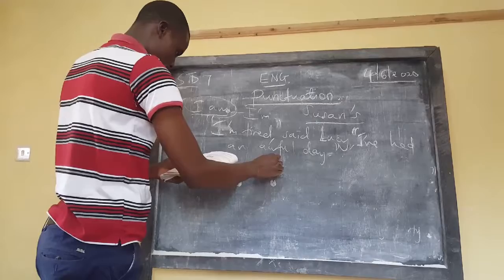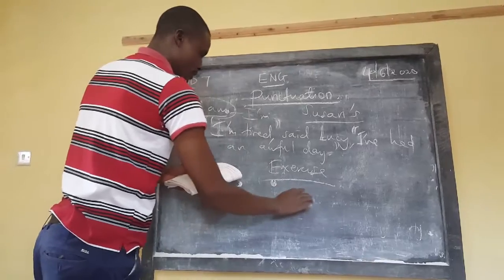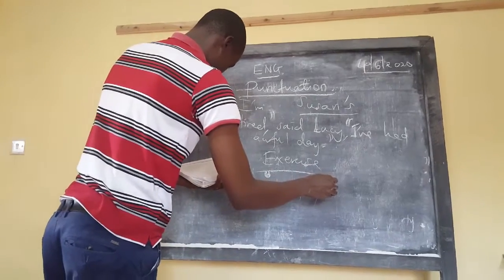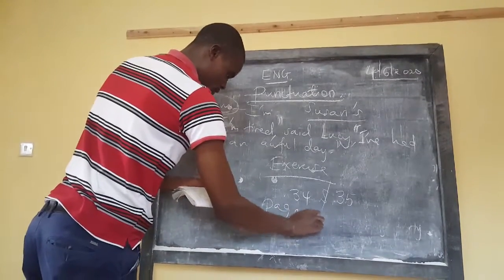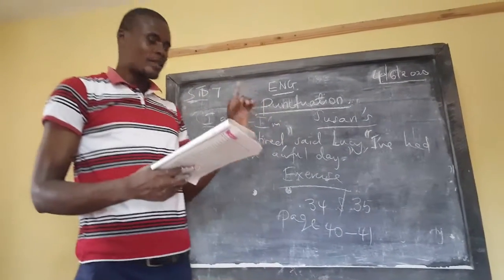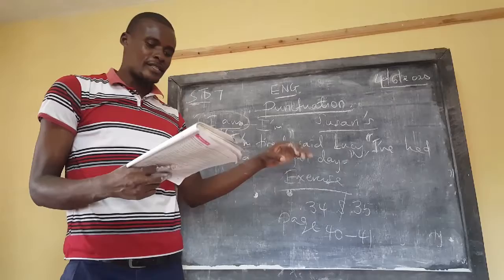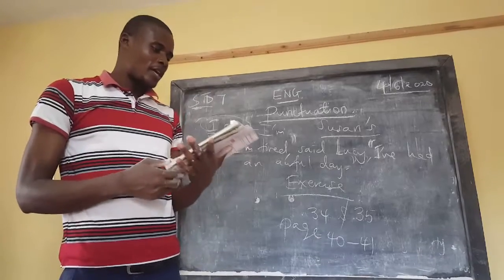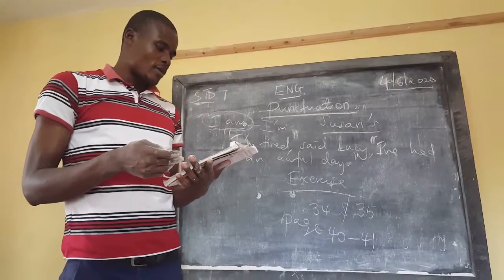And now we have exercises. Exercise 34 and exercise 35. All these are on pages 40 and 41. So there is a lot of work like that. Now exercise 34 has 20 questions, and before I went to the other exercise, I did almost 5 of them. So the rest remain for you to try. Just try all of them, and then come to exercise 35. But I've also done numbers 1, 2, 3, maybe 4.